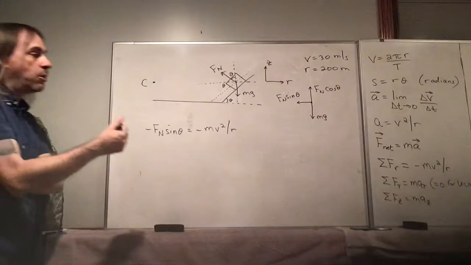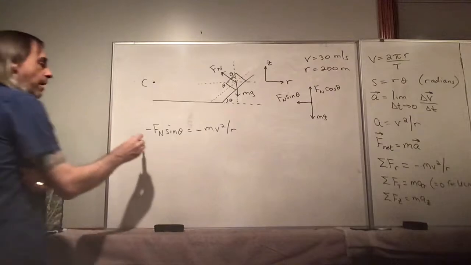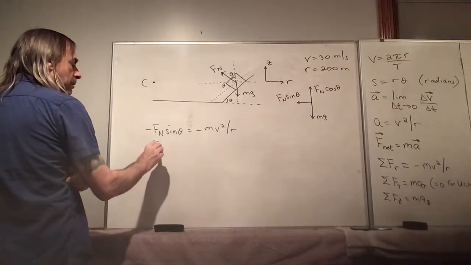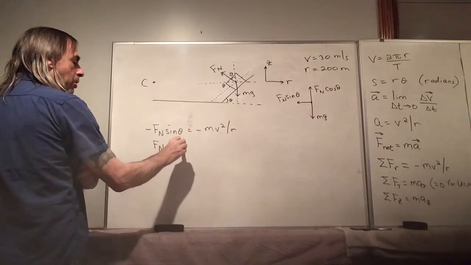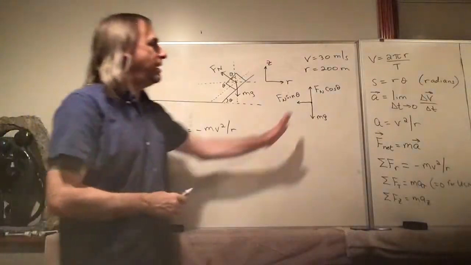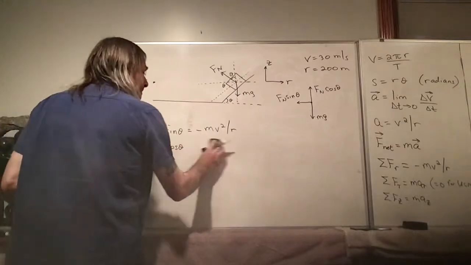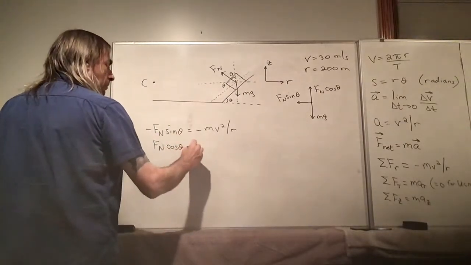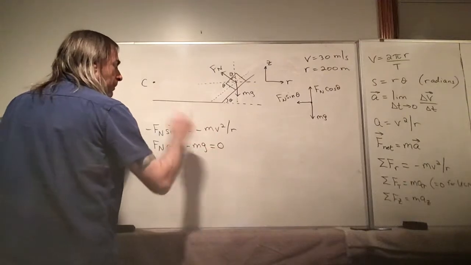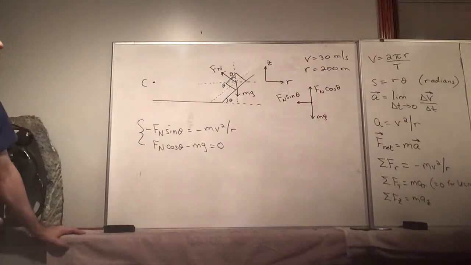Now nothing's going on in the tangential direction. We ignore that. And then in the z direction, we have Fn cosine of theta equals mg. Or we could write Fn cosine theta minus mg equals 0. Let's do that. We'll clean it up later. So these are Newton's second law, just in component form. It gives us two scalar equations.